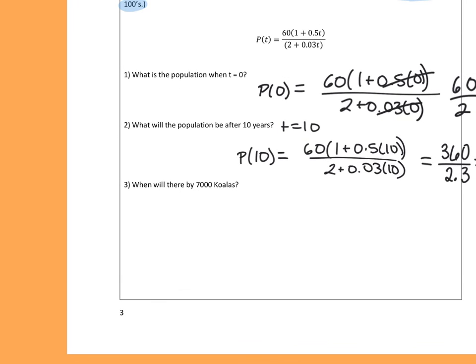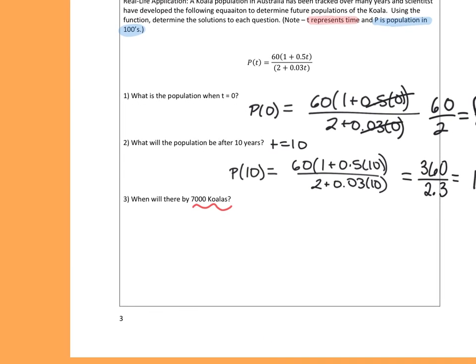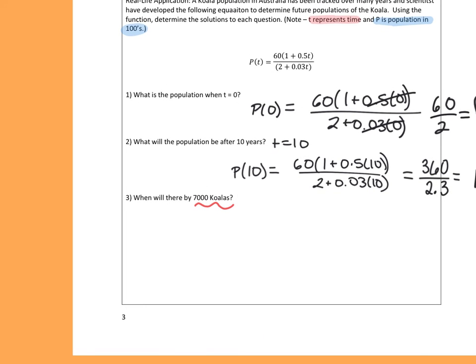Okay, when will there be 7,000 koalas? So we look. Is that population or is that time? Population. Okay. So since they said 7,000 koalas, what do we have to remember about population? It is in 100s. So we need to move this decimal point back 2. So really, this is just going to be population 70 is what we need to plug in for P. Okay, so we go ahead, we plug that in.